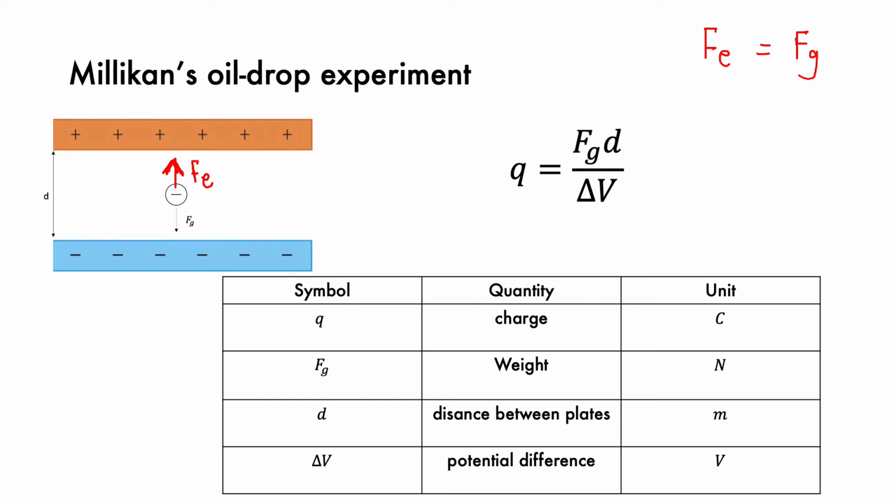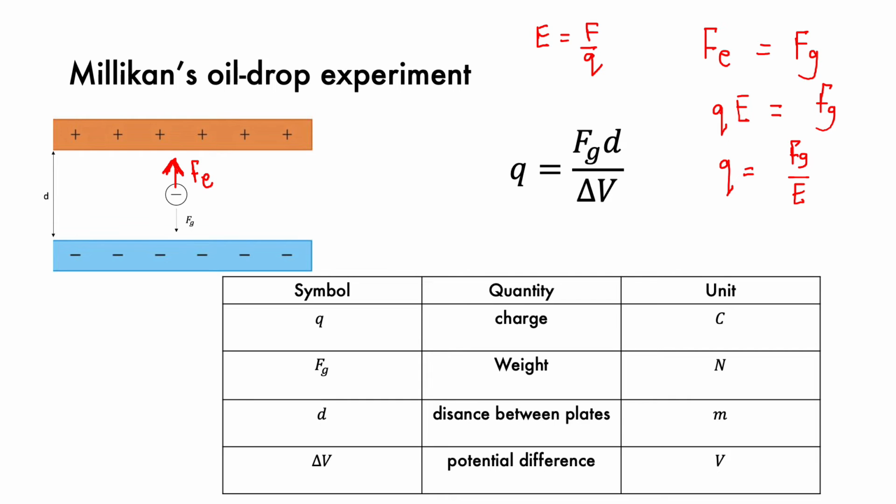Fe will be equal to Fg in equilibrium, when the oil drop has equal and opposite forces acting on it. Fe is actually Qe. It comes from the formula for electric field, which is F over Q. We can rearrange that as F equals Eq, or Qe, and Fg you can just keep as Fg, which is the weight of the oil drop. It depends on the mass of the oil drop. We want to write Q, so Q will become Fg over E.